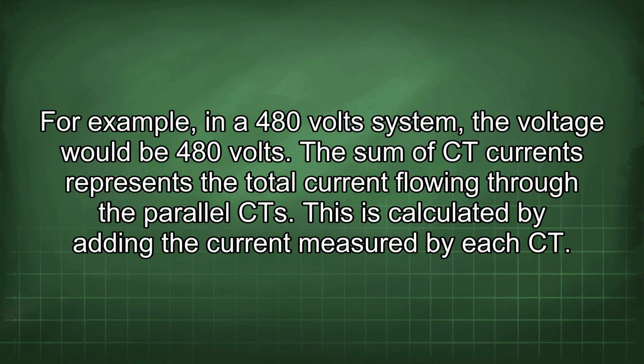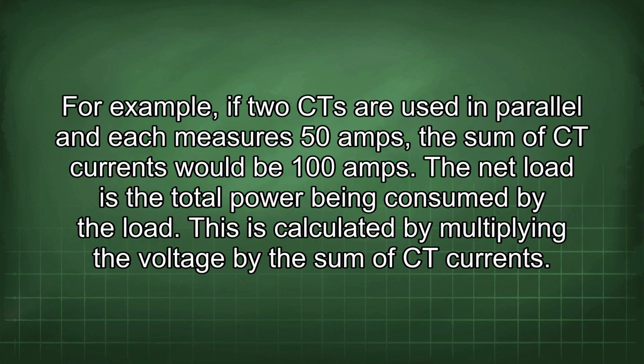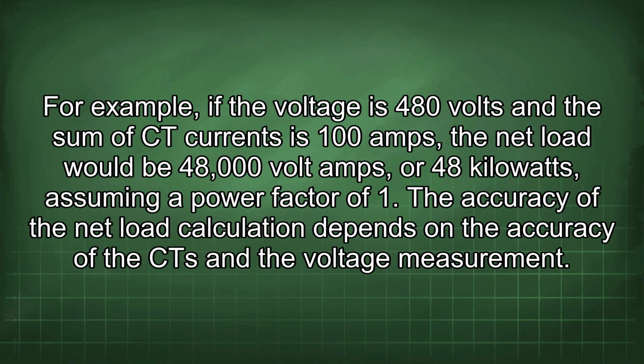This is calculated by adding the current measured by each CT. For example, if two CT are used in parallel and each measures 50 amps, the sum of CT currents would be 100 amps. The net load is the total power being consumed by the load. This is calculated by multiplying the voltage by the sum of CT currents. For example, if the voltage is 480 volts and the sum of CT currents is 100 amps, the net load would be 48,000 volt amps, or 48 kilowatts, assuming a power factor of 1.